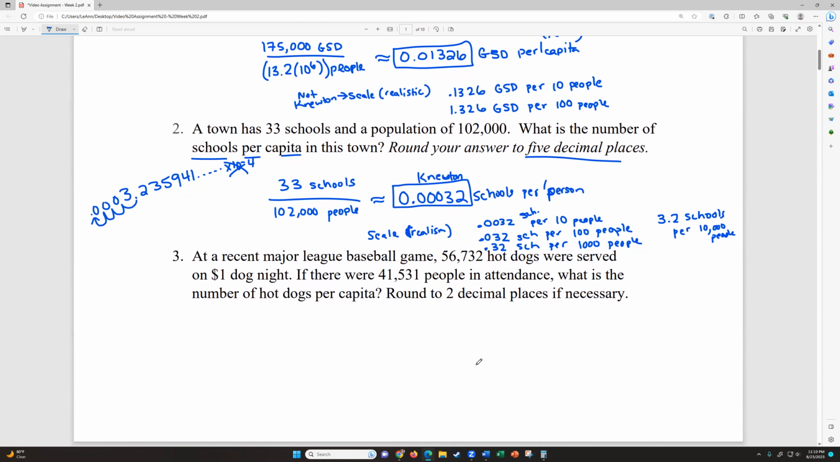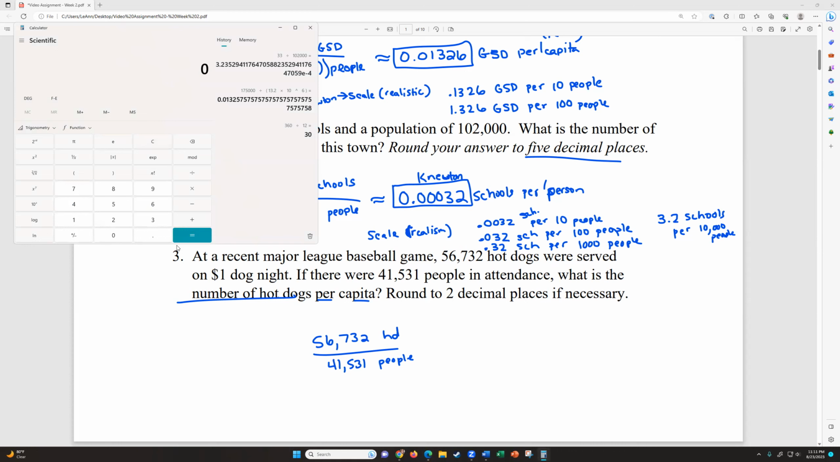So at a recent Major League Baseball game, 56,732 hot dogs were served on $1 hot dog night. If there was 41,531 people in attendance, what was the number of hot dogs per person? Okay, so we had 56,732 hot dogs, and we had 41,531 people in attendance. We're going to round to 2 decimal places if needed. By the way, if necessary just means if the answer goes beyond 2 decimal places, we'll round to 2 decimal places. That's the if necessary part.